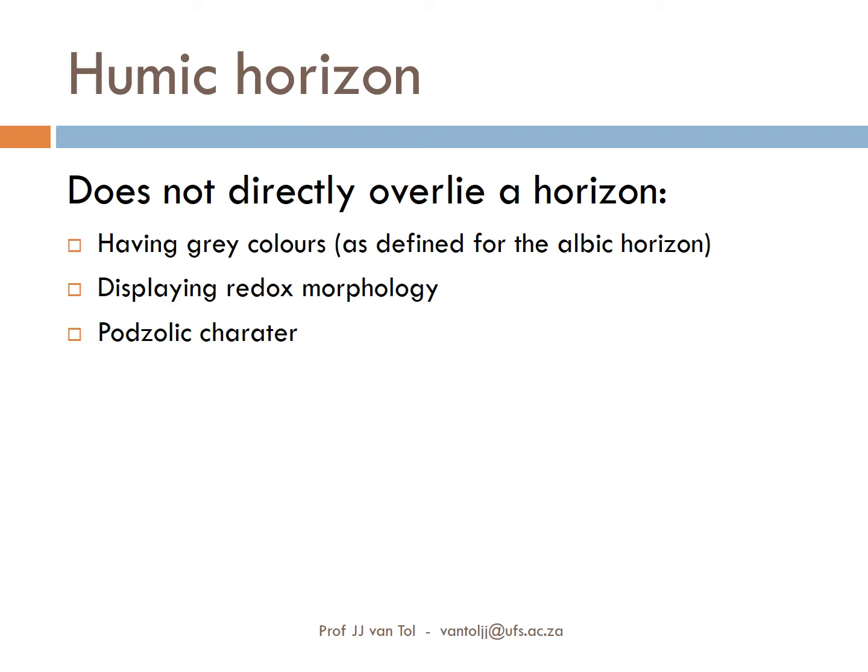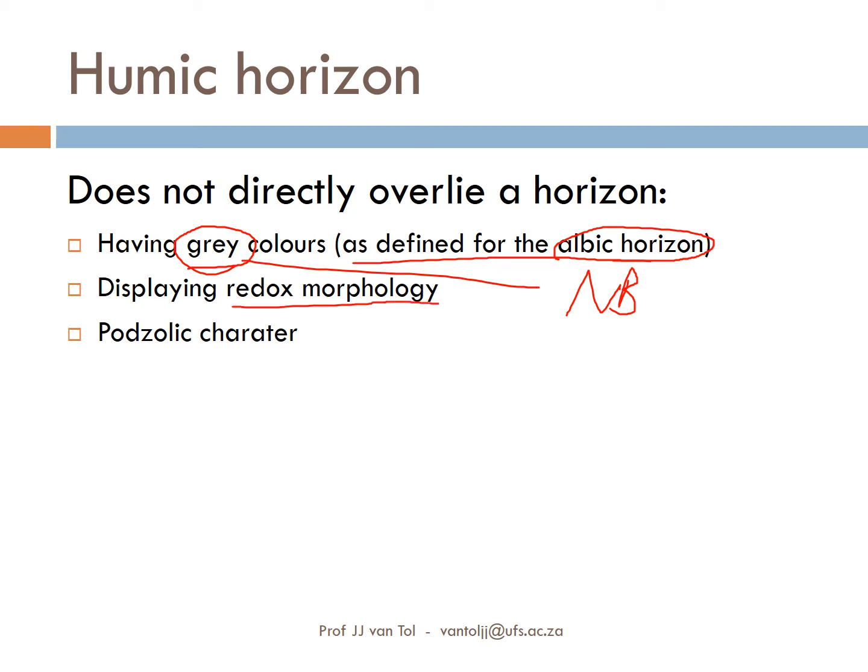And then the last criterion is that it does not overlie a horizon that is either an albic horizon or any horizon that has got grey colors. And we'll get to the grey colors. The grey colors are defined for the albic horizon. We're going to get to the albic horizon, but you must note that for the albic horizon, that is grey color, there is reduction or redox morphology. The redox morphology, or that mottling.